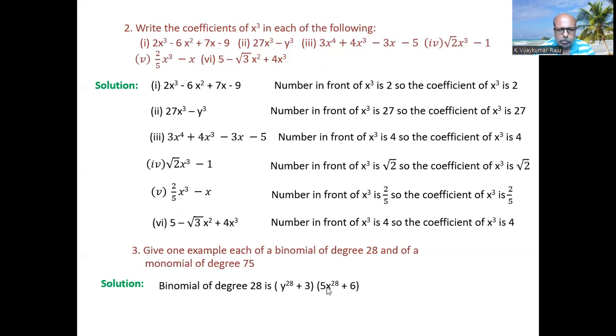You can take the second example, 5x raised to 28 plus 6. It's also a binomial because it has two terms, and the power of the variable is 28. Therefore, it's a binomial of degree 28.